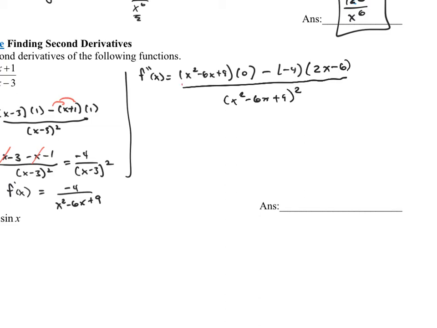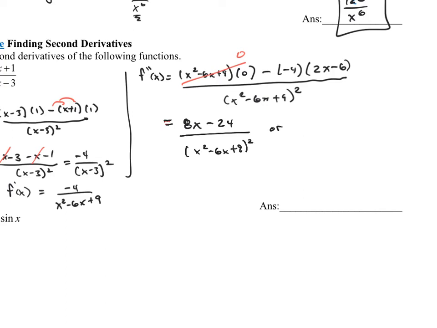So again, this first term is going to go to a 0. I'm going to be really careful here. I'm going to distribute a negative 4. So this is really a positive 4, right? So I'm going to do a positive 4 times the 2x and a positive 4 times the negative 6. Again, be extremely careful distributing the negative. So a positive 4 times 2x is 8x, and a positive 4 times negative 6 would be a minus 24. Be careful with your negatives. And on bottom, I have x squared minus 6x plus 9 quantity squared.